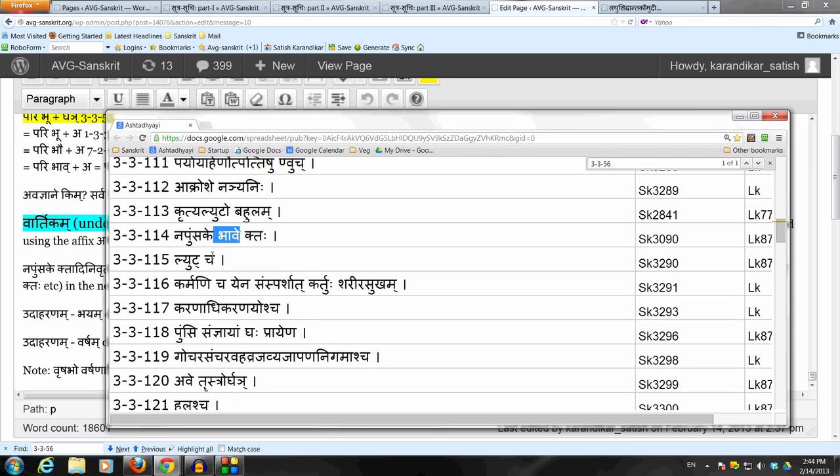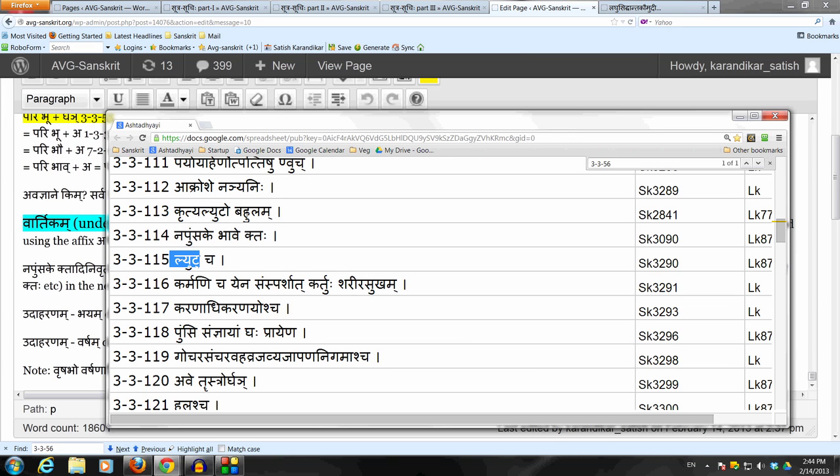So what would happen is that in the absence of this Vartikam, we would have to use this affix kta by this Sutram Napumsake bhave ktaha, because this is a later rule in the Ashtadhyayi. We could not have used the affix ach. And the next Sutram 3.3.115 lyut ca, that also prescribes the affix lyut in the same Napumsake bhave. So these affixes kta and lyut would have to be used. We would not be able to use the affix ach.